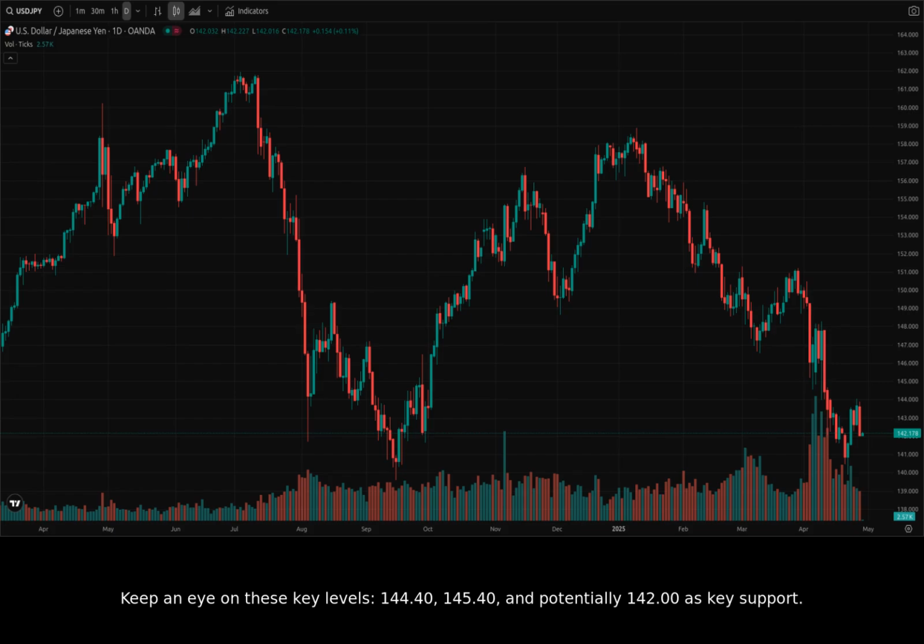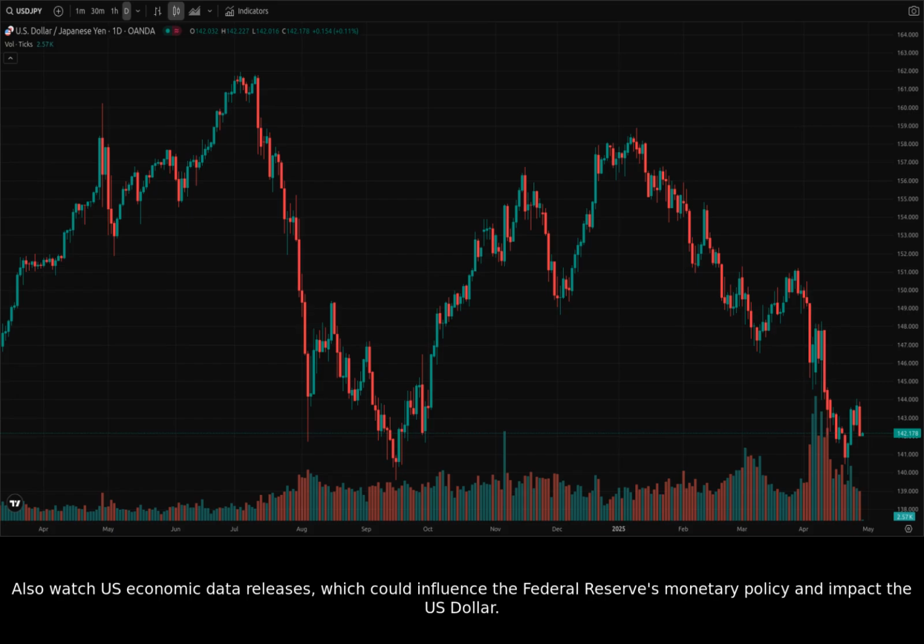Keep an eye on these key levels: 144.40, 145.40, and potentially 142.00 as key support. Also watch U.S. economic data releases, which could influence the Federal Reserve's monetary policy and impact the U.S. dollar. It's wise to remain neutral and wait for more clarity from the BoJ and economic data before making any significant trades.